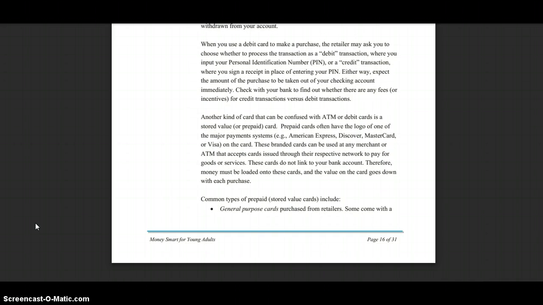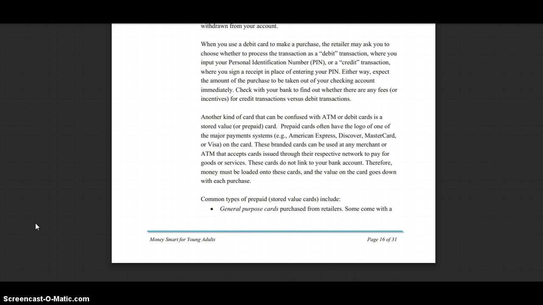Another kind of card that can be confused with ATM or debit cards is a stored value or prepaid card. Prepaid cards often have the logo of one of the major payment systems, like American Express, Discover, MasterCard, and Visa. These branded cards can be used at any merchant or ATM that accepts cards issued through their respective network to pay for goods and services. These cards do not link to your bank account. Therefore, money needs to be loaded onto these cards, and the value on the card goes down with each purchase.